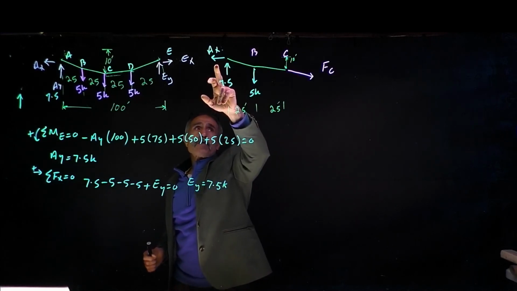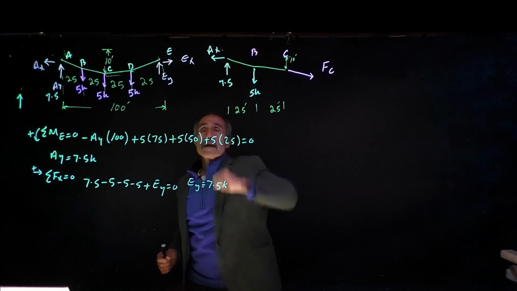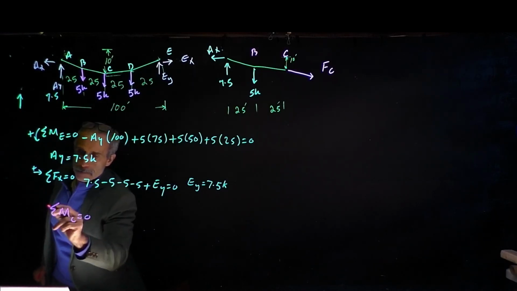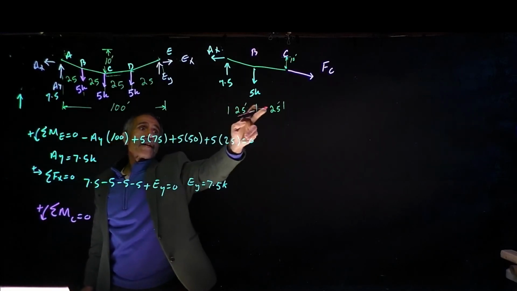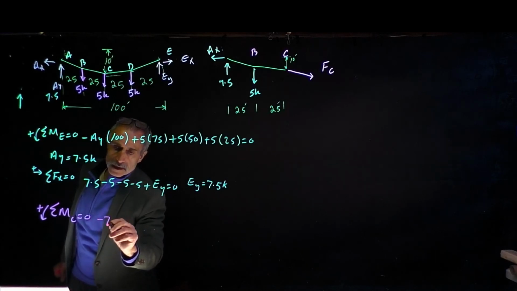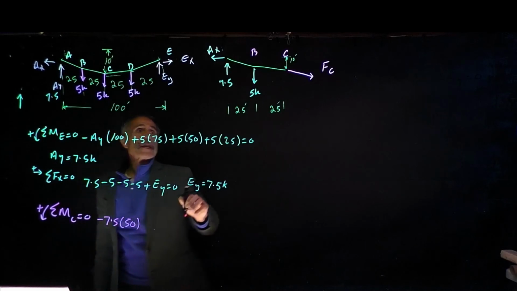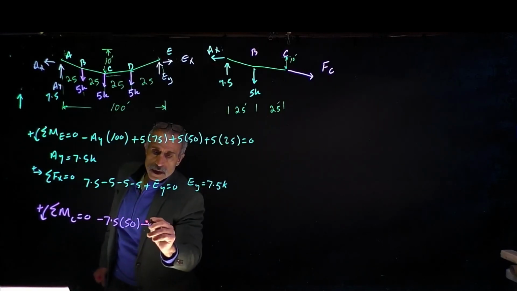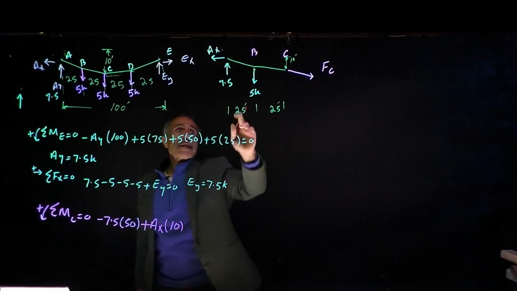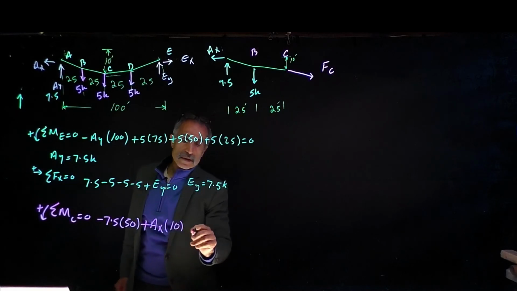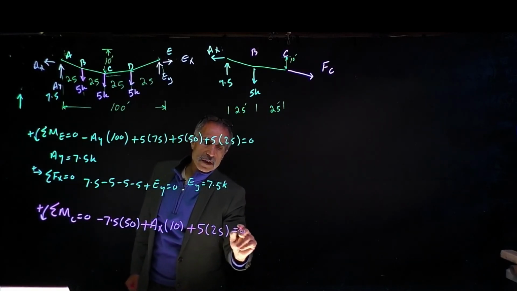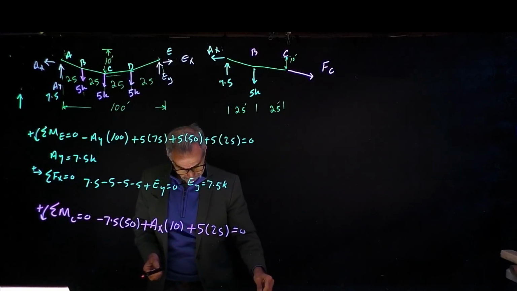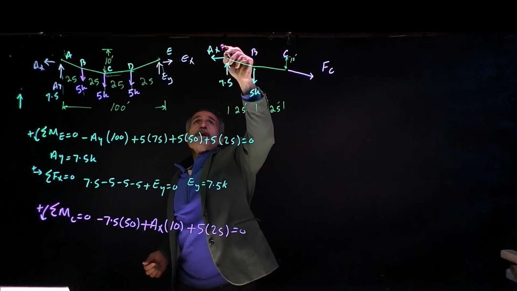Now I can figure AX out by taking a moment about point C, which we know is about 10 feet lower than that. So that is minus 7.5 times 50, and the next one is AX, which rotates counterclockwise, so it's positive: plus AX times 10 feet. The next force is counterclockwise, so it's positive: plus 5 times 25 equals 0. And my AX comes out to 25 kip.